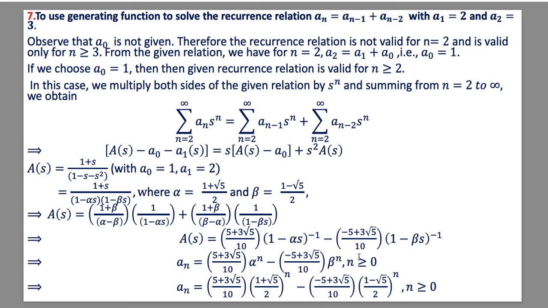This is obtained by equating the coefficient of s raised to power n on both sides. But we know that alpha is 1 plus root 5 upon 2 and beta is 1 minus root 5 upon 2. So this will be 5 plus 3 root 5 upon 10 into 1 plus root 5 upon 2 whole raised to power n, plus 5 minus 3 root 5 upon 10 into 1 minus root 5 upon 2 whole raised to power n. So this is the solution of the recurrence relation.